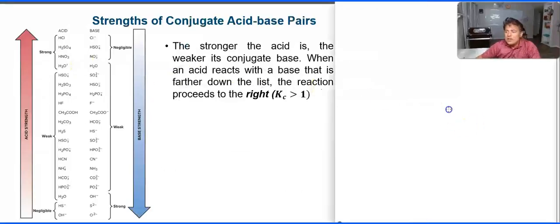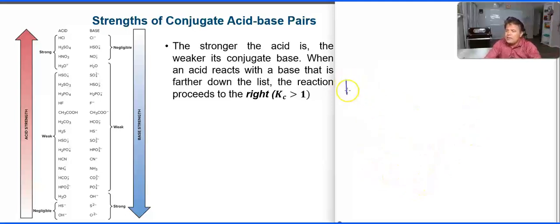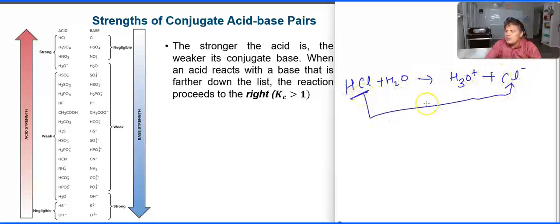So now let's go further to the strength of the acid and its conjugate base. For example, HA is the acid, A minus is the conjugate base. HCl is the acid, Cl minus is the conjugate base. If you put HCl in water, you will get H3O plus and Cl minus. So this is the acid and its conjugate base is the one with the minus. If something is plus here, that is the acid, and if something is minus here, that is the conjugate base.